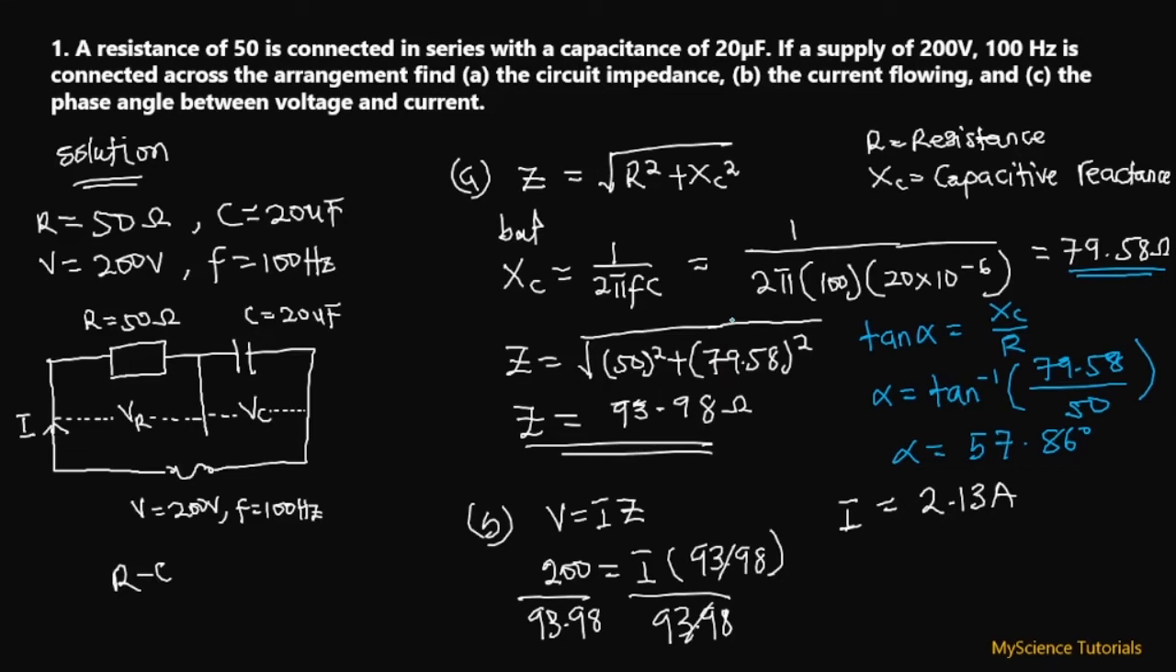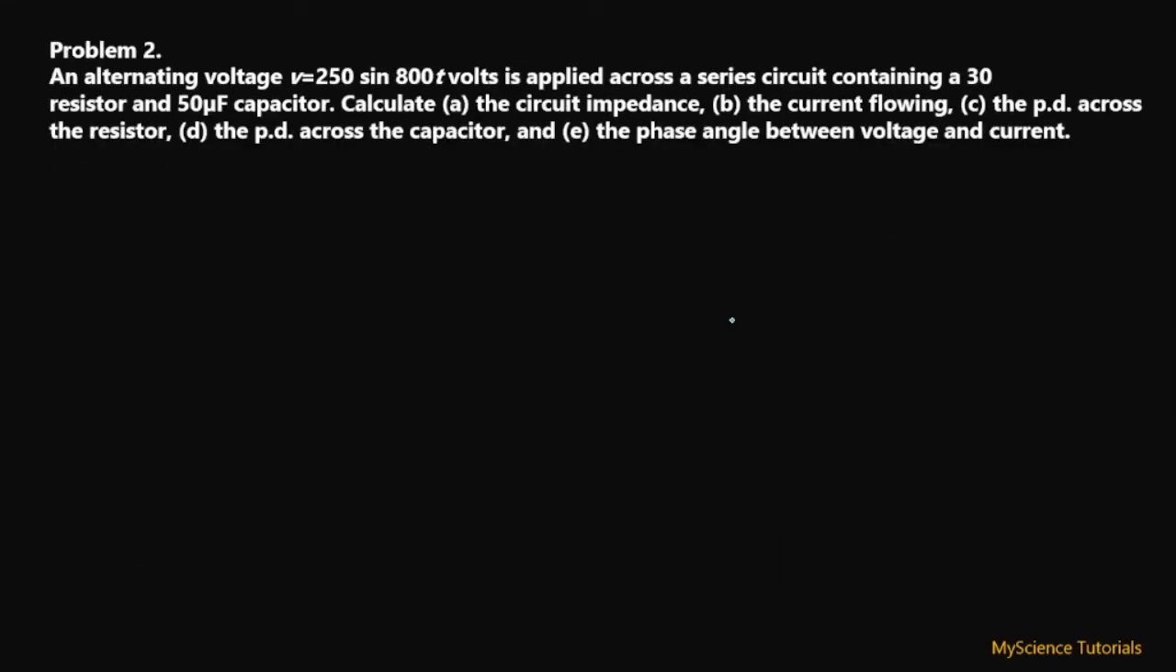Now let's have a look at another example. Problem number 2. We have an alternating voltage V, which is equal to 250 sine 800t volts, applied across a series circuit containing a 30 ohm resistor and a 50 microfarad capacitor. We are to calculate A, the circuit impedance, B, the current flowing, C, the potential difference across the resistor, D, the potential difference across the capacitor, and E, the phase angle between the voltage and the current. So let's go ahead and look at how we solve this particular problem.